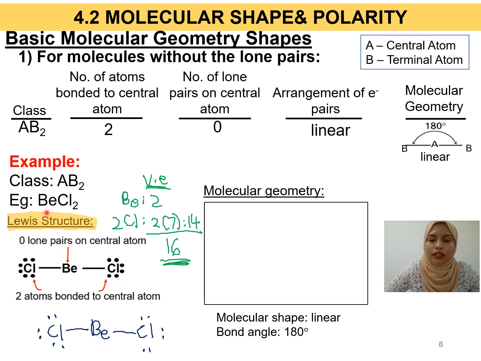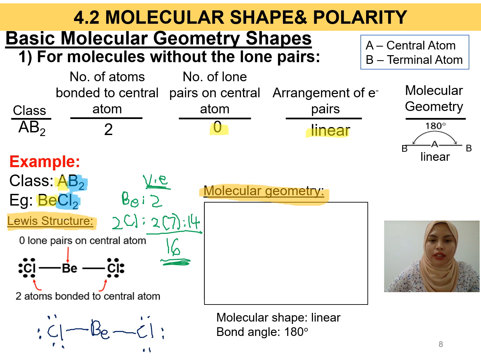So you know BeCl2 belongs to which class? AB2, because it only has 1 central atom. Okay, then it has 2 terminal atoms and also it has no lone pair at all. That's why the shape of the BeCl2 molecule will be what? Linear. Okay, the next thing that you need to do is draw its molecular geometry.